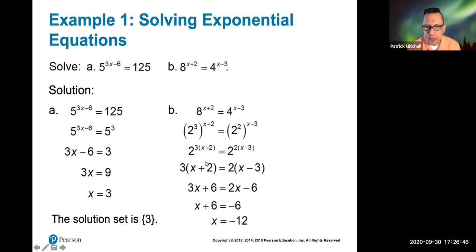So I can set these exponents equal to each other. This is a linear equation. So of course, we're going to distribute the 3 and then distribute the 2. And if I subtract 2x from both sides, I get x plus 6 equals negative 6. Subtracting 6 from both sides, I get x equals negative 12. So the solution of this equation is negative 12.